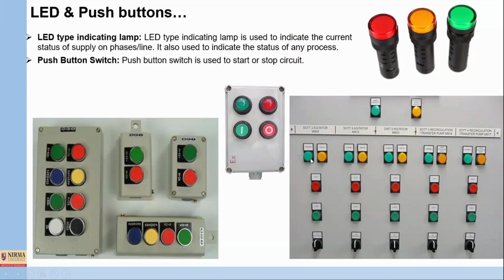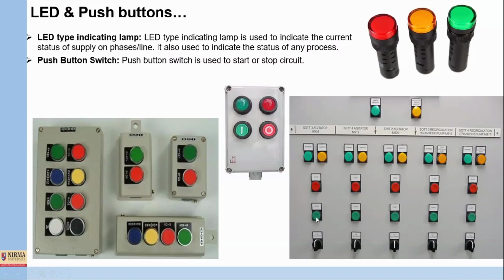Suppose this is dedicated to one machine. When this machine is being energized, this green light will be on. If the machine is stopped, this yellow light, you can say the orange light, will be on. And if there is any fault, this light will glow and show that there is some fault, or sometimes some annunciator will announce that. So particularly this upper half is all LED lights.